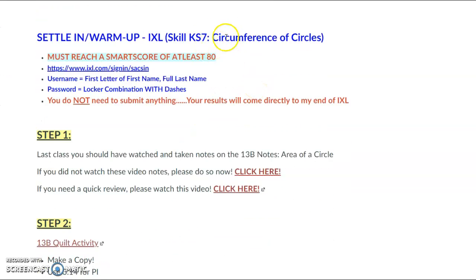Your first task is to practice the IXL skill KS7, and the title is Circumference of Circles. So your goal is going to be to reach a SMART score of at least 80. You don't need to submit anything because remember your results come directly to my end of IXL.